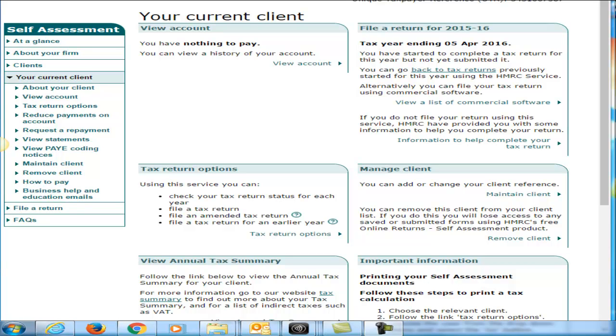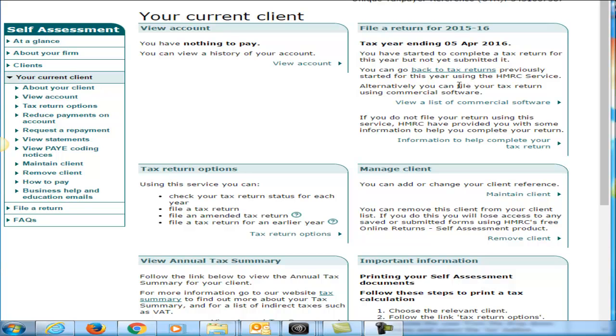In this first part of the training course, we look at what happens when you go into your government gateway and you select self-assessment. You are met with this screen. At the top there will be your name, but I've cut it out for training purposes. And then you can see on the right hand side there's a bit that says about doing your tax return.